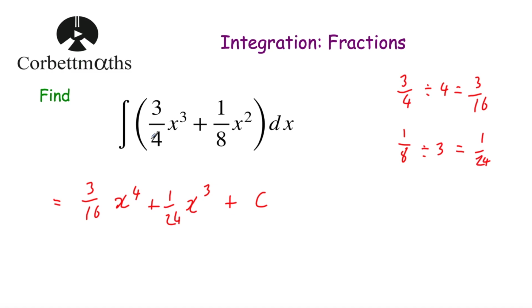So if we were asked to integrate 3/4 x cubed plus 1/8 x squared, our answer would be 3/16 x to the power of 4 plus 1/24 x cubed plus c.